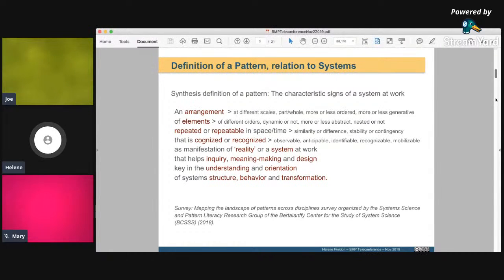And I compiled a definition of pattern in relation to system as an arrangement of elements repeated or repeatable in space and time that is cognized or recognized as a manifestation of reality, whatever this may mean to different people, or of a system at work that helps inquiry, meaning making, design, and the understanding and orientation of systems, structure, behavior, and transformation.